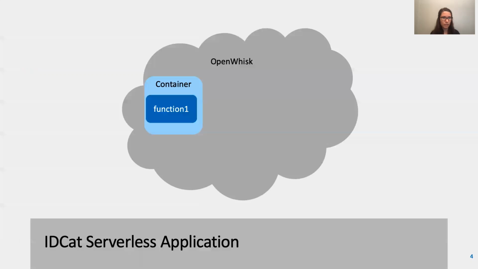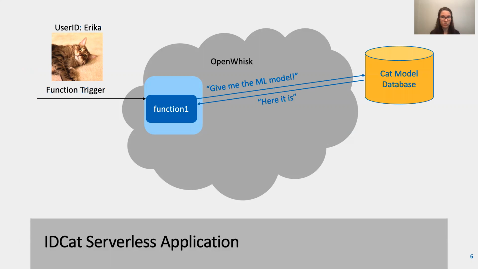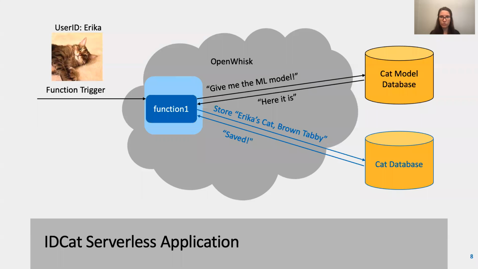And we'll start by considering an example serverless application, which I've termed IDCat. So IDCat is composed of a single serverless function, which is going to take as arguments a picture of a cat and some user ID. It's then going to fetch some machine learning model from an external database. And then it's going to do some work based on the picture and the model. And when that work is done, it's going to write some sort of result to an additional cat database. If all of these things happen correctly, it is then going to indicate success.